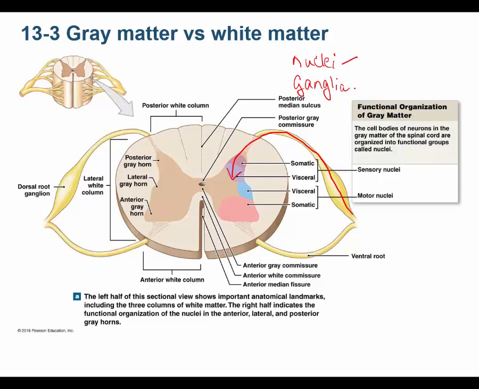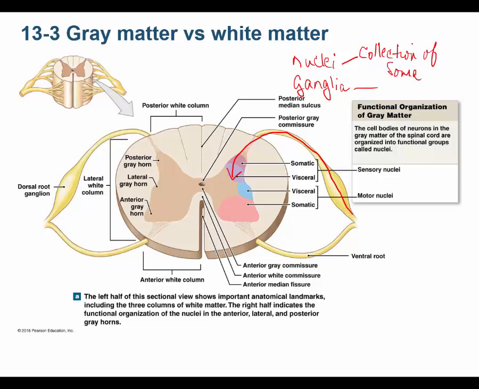Well, I'm not talking about a nucleus of an atom that's protons and neutrons at all. The furthest thing from that. What a nuclei is in the nervous system is a collection of soma in the central nervous system. Collection of soma in the central nervous system.